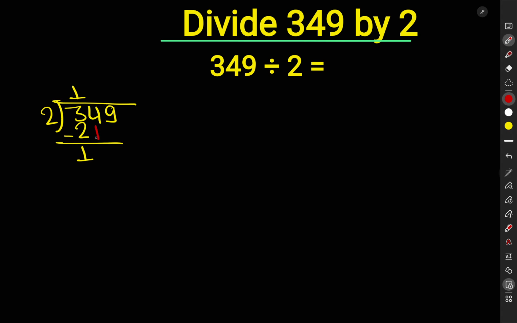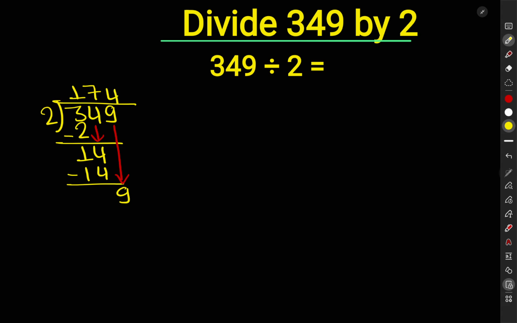So we put down the number beside this 4. So it became 14, and 2 times 7 means 14. On subtracting we get 0. So now again we put down the number beside this 9, and we remove this 0.